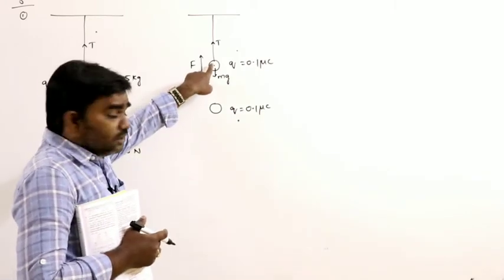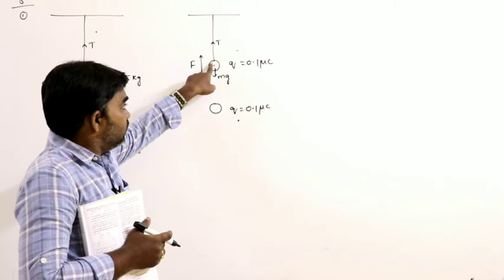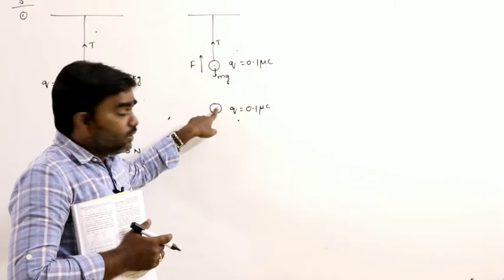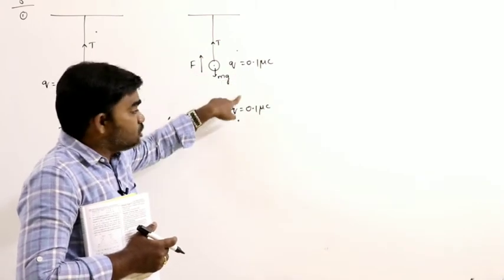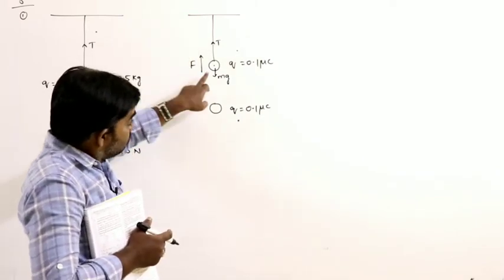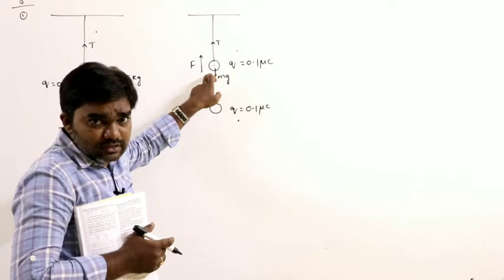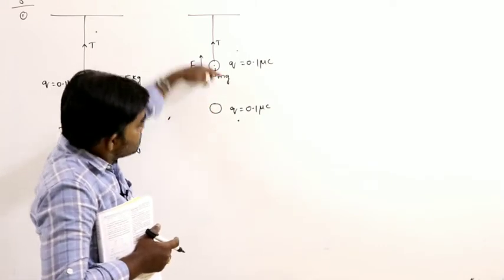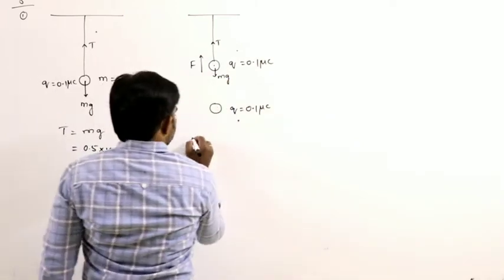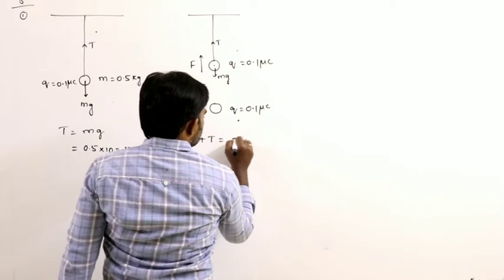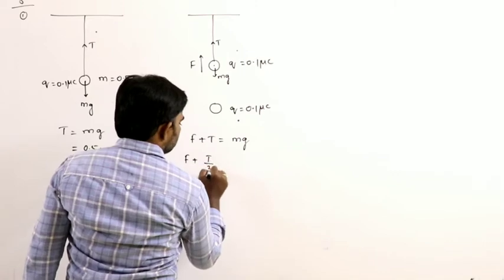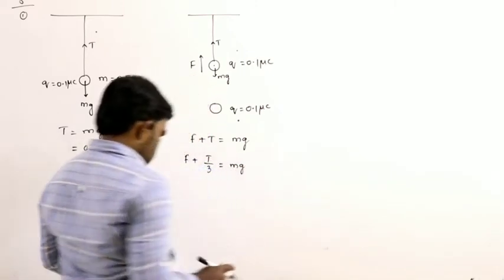What are the forces acting on this body now? Another body of like charge is placed nearer to this. What happens? There exists a force of repulsion because these two are like charges, a repulsive force acting in the upward direction. So this body repels in this direction because both are like charges. So net force here: F plus T equals mg. Here the tension becomes 1/3 of the initial value.